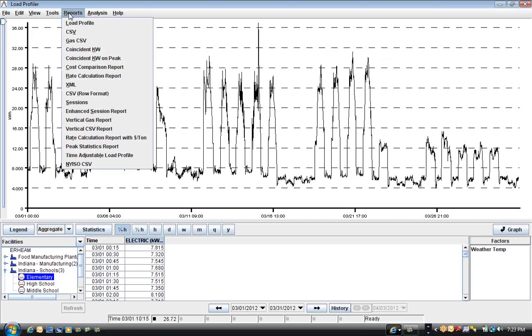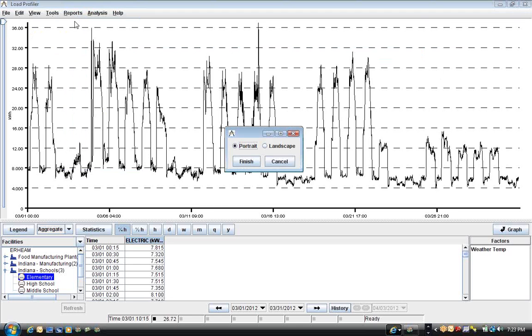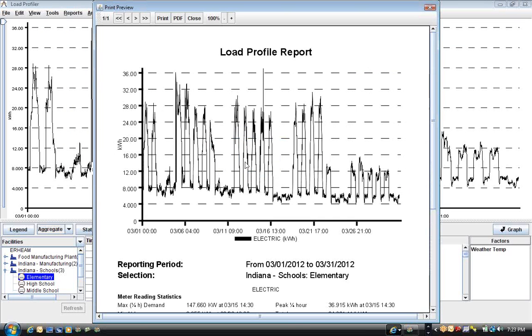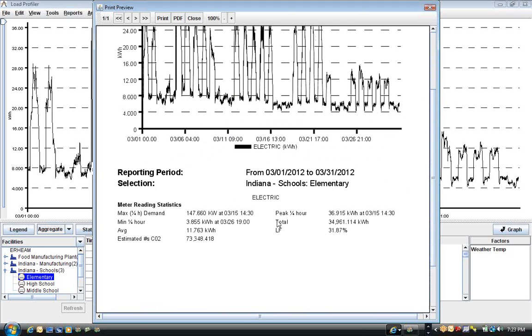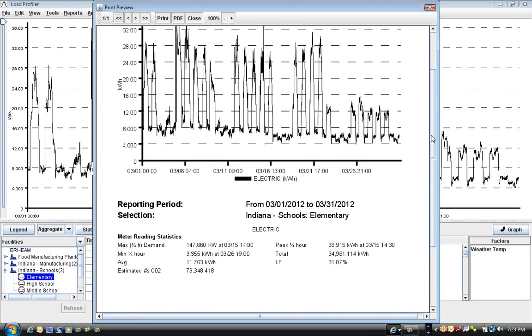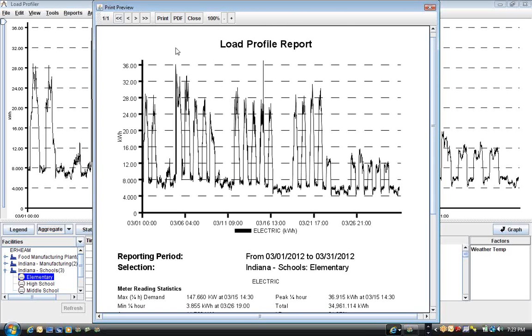The next thing I do is go to my reports. I click Load Profile, hit Finish, and it takes the information I was just looking at in the Load Profiler, also my key statistics. I will print out a few copies, circle these peaks right here, probably using a red pen, and I would write $233 next to it. Take that with me to the meeting.